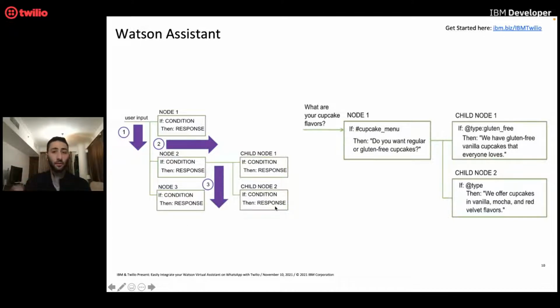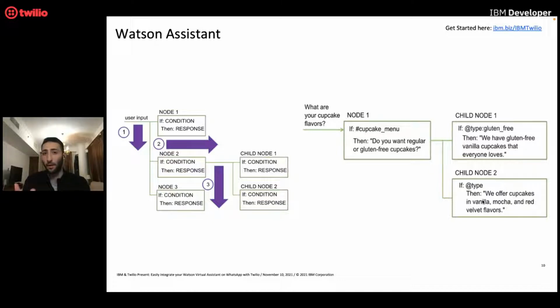To explain more about the entities, let's go back to the example of cupcake flavors. Let's say we have entities of a type that can differentiate between gluten and non-gluten cupcakes. Inside my dialog node, if I have an entity of type gluten-free, then I want it to go to this node and answer that we have a gluten-free vanilla that everyone loves. If it wasn't gluten-free, then we can say that the flavors we have for cupcakes are vanilla, mocha, and red velvet. Here we've used the entity of type, gluten-free or regular, to add more conditions based on this specific type.